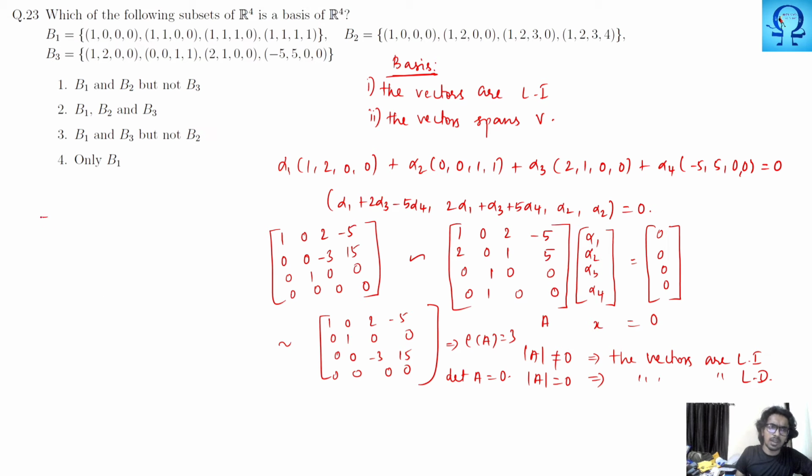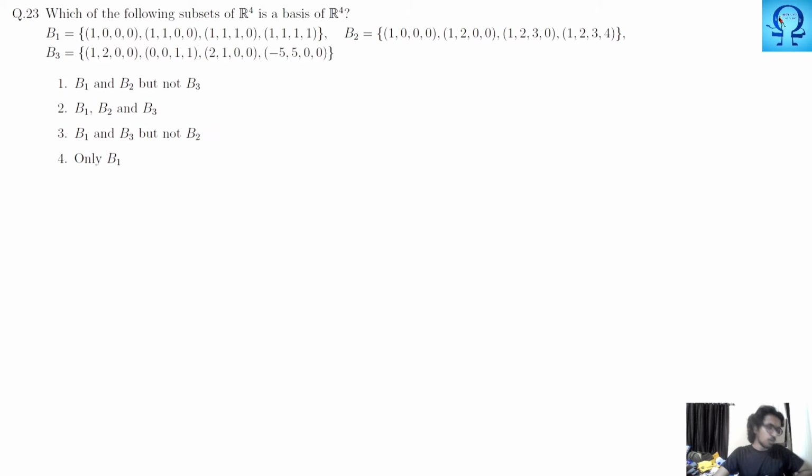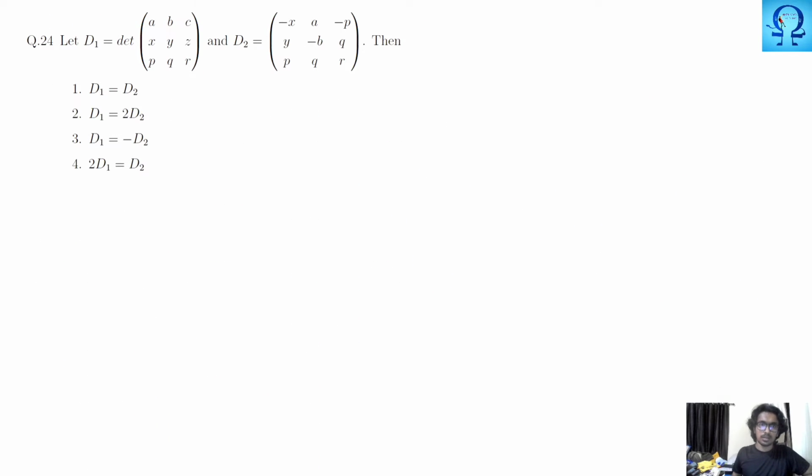When I write down the matrix for set B1, the determinant is clearly non-zero, hence it is linearly independent. Likewise you can check that B2 is also linearly independent. So option 1: B1 and B2 are linearly independent, but B3 is not linearly independent, hence it cannot form a basis.